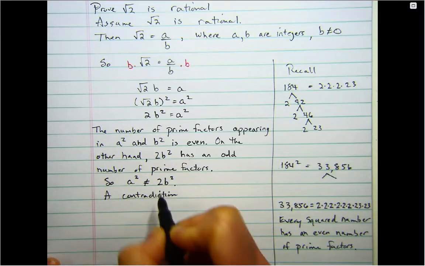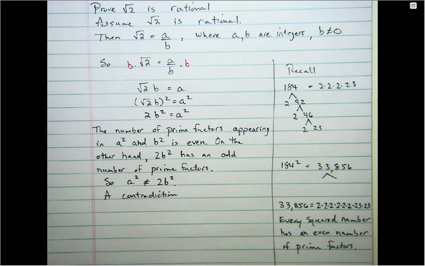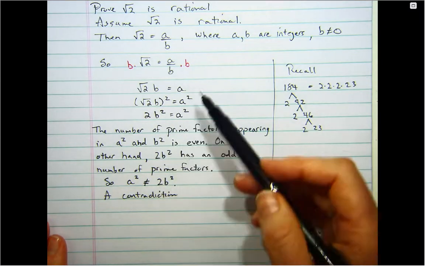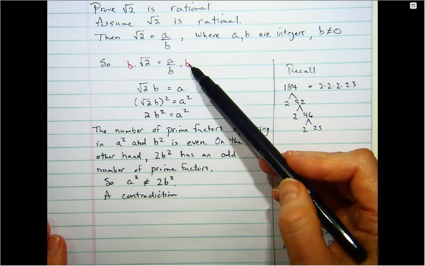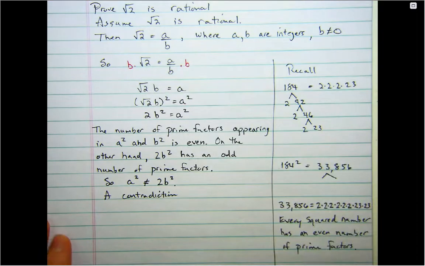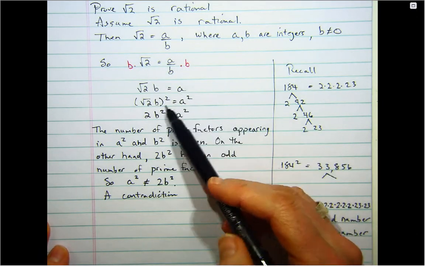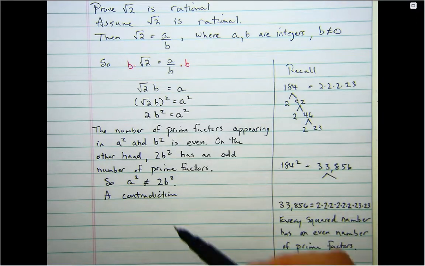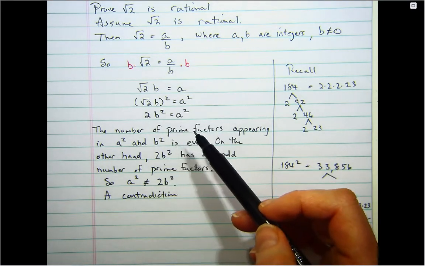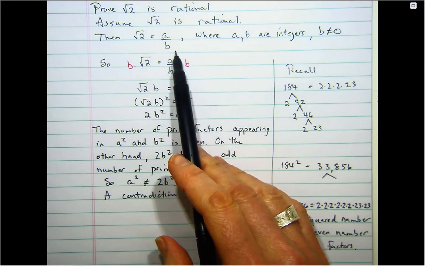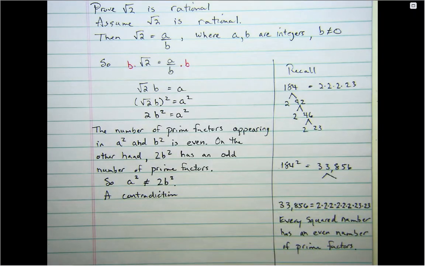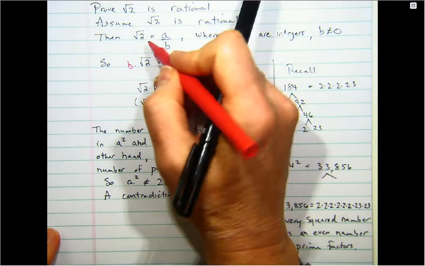What am I contradicting? Where's the error in this? Let's check. There's an error somewhere. Where's the error? So, did I make an error in my algebra? b is not 0, so you can multiply both sides of the equation by b. You can square both sides of the equation. This is what a rational number looks like. So where is the error here? Anybody know where it is? This is the error.